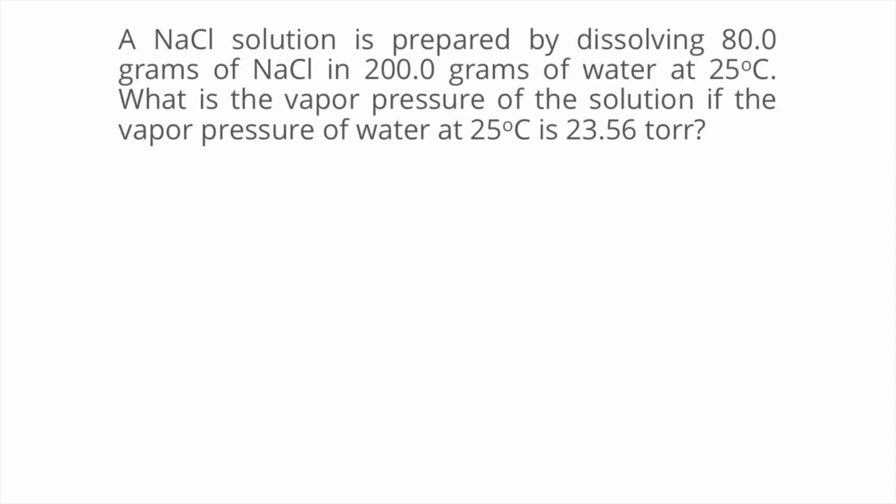An NaCl solution is prepared by dissolving 80 grams of NaCl in 200 grams of water at 25 degrees Celsius. What is the vapor pressure of the solution if the vapor pressure of water at 25 degrees Celsius is 23.56 torr? To solve this problem, we will use Raoult's law.